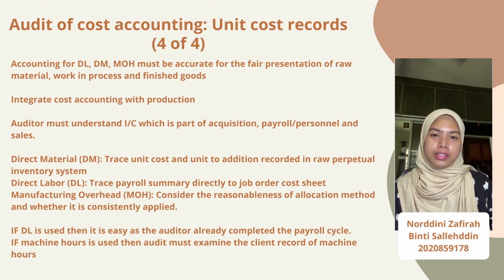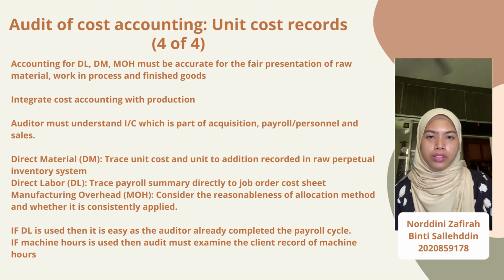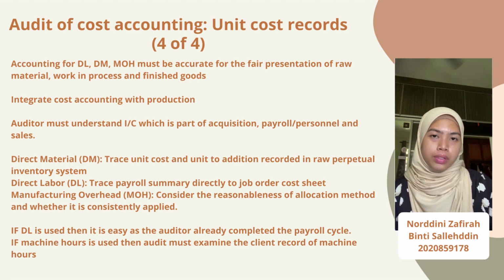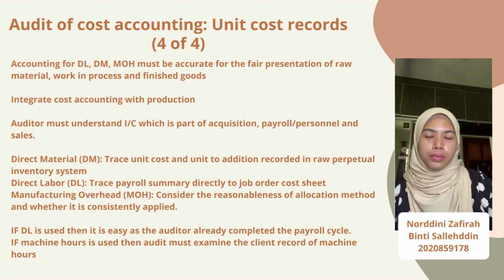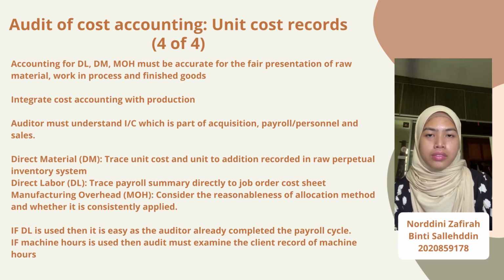perpetual inventory system. For direct labor, they need to trace summary of payroll directly to the job order cost sheet. In manufacturing overhead, they need to consider the reasonableness of allocation method and whether it is consistently applied. If direct labor is used, it is easy for the auditor because he has completed the payroll and personnel cycle. If machine hours is used, then the auditor has to examine the client's record of machine hours.